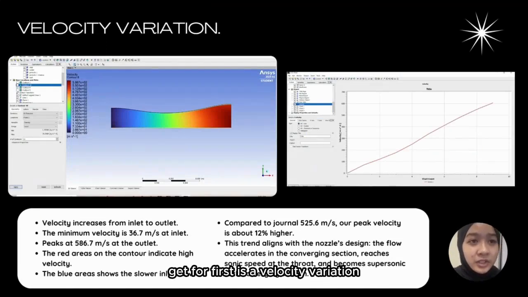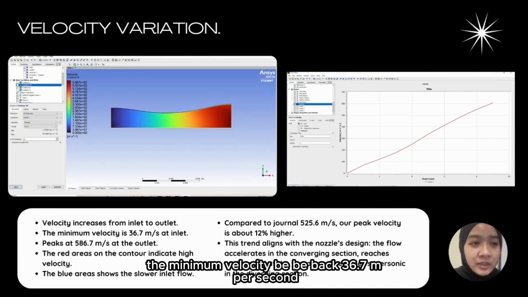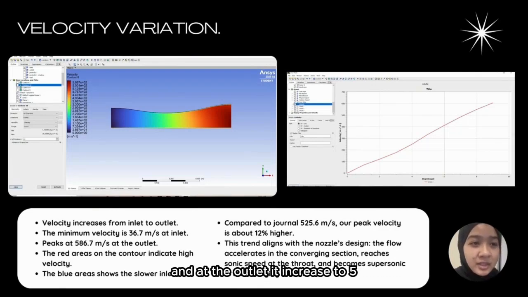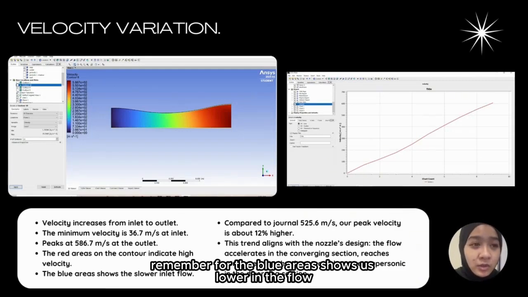First is velocity variation, which shows a velocity increase from inlet to outlet. At the inlet, the minimum velocity we get is 36.7 meters per second, and at the outlet it increased to 586.7 meters per second. As you can see in the picture, the red areas on the contour indicate high velocity, and the blue areas show the lower inlet flow.